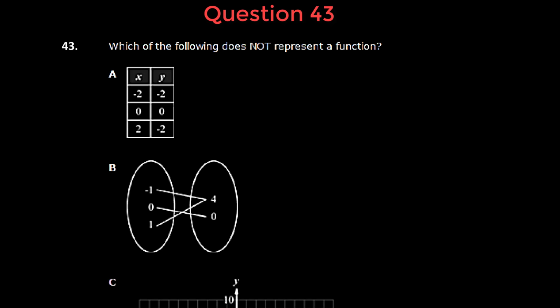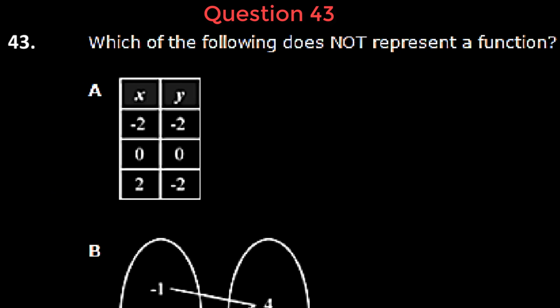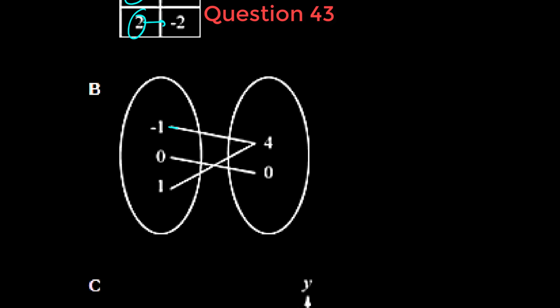Question number 43. Which of the following does not represent a function? If you look at A, a table is given to us and none of the x's are repeated, so each x maps to only one output, has exactly one output, so this is a function. On B, each input has exactly one output, so that is also a function.